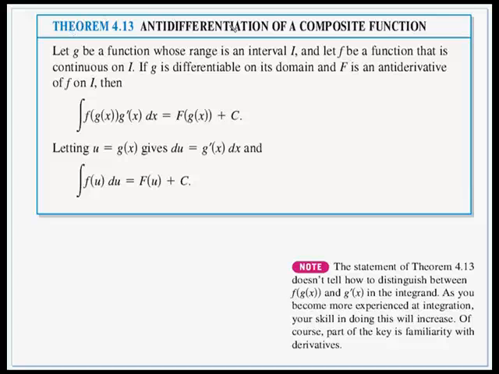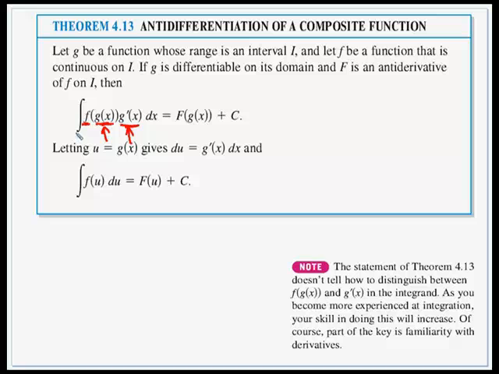But here's our theorem 4.13, the antidifferentiation of a composite function. Let g be a function whose range is an interval I, and let f be a function that is continuous on I. If g is differentiable on its domain and F is an antiderivative of f on the interval I, then here is our integral, our antiderivative of the function of g of x and g prime of x. This is our inner function. This is our inner function's derivative.